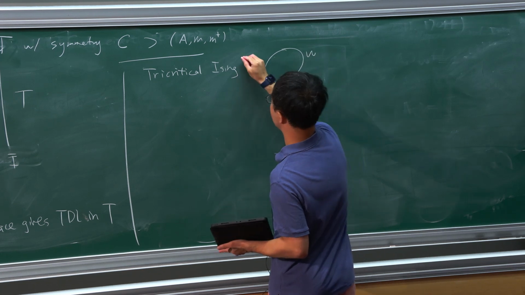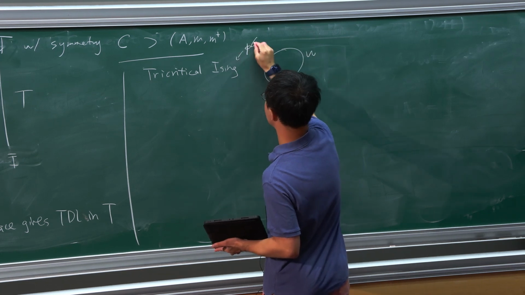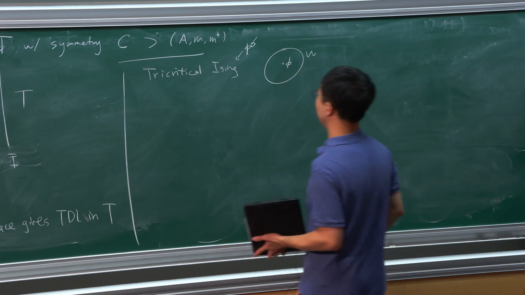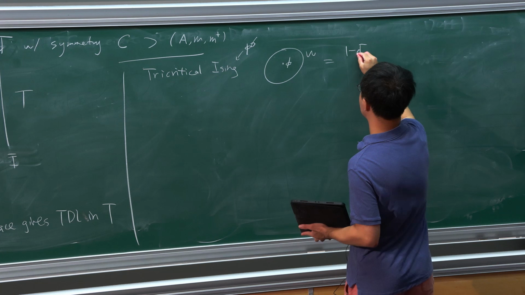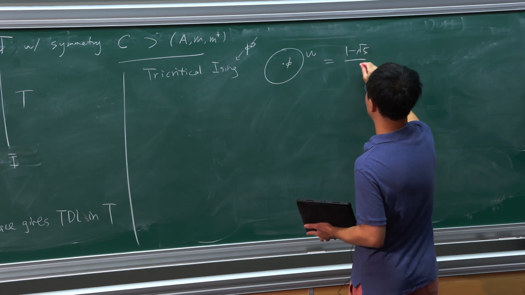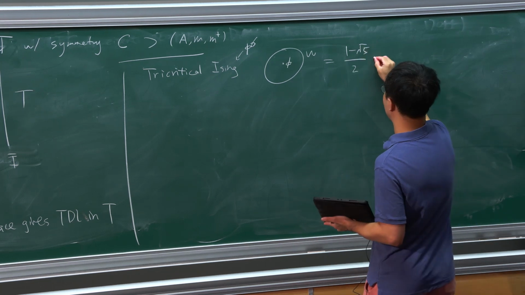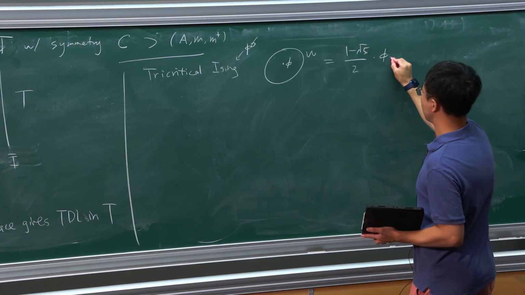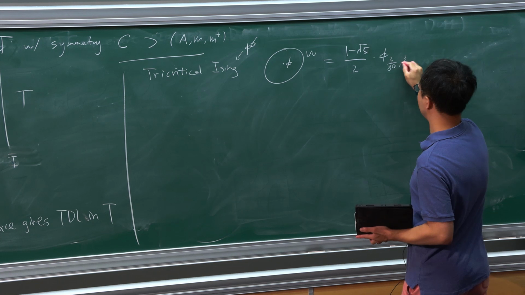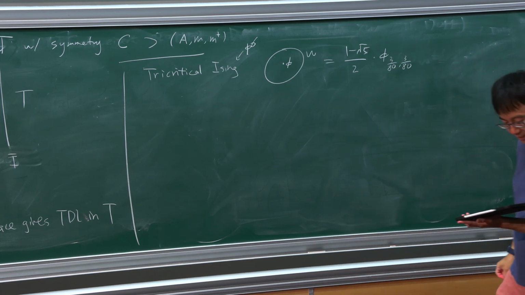So this is the phi to the sixth theory. It acts on the phi operator, normal ordered, giving rise to this non-trivial eigenvalue. And this is the operator that becomes dimension 3 over 80 at the fixed point.